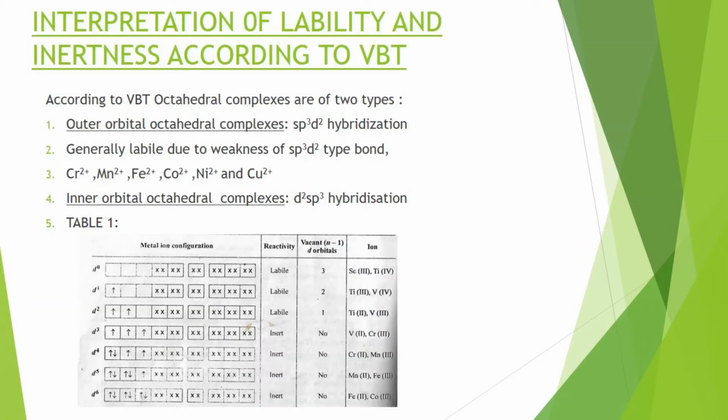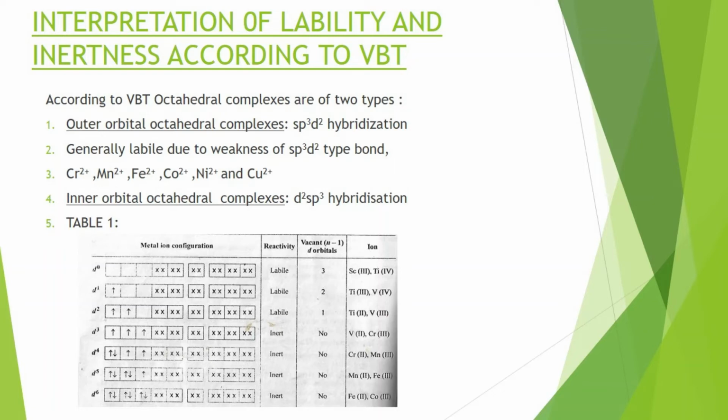Now we will discuss interpretation of lability and inertness of complexes. Lability and inertness can be interpreted by valence bond theory and crystal field theory. Now we will discuss interpretation of lability and inertness according to valence bond theory. According to valence bond theory, octahedral complexes are of two types: outer orbital octahedral complexes and inner orbital octahedral complexes.